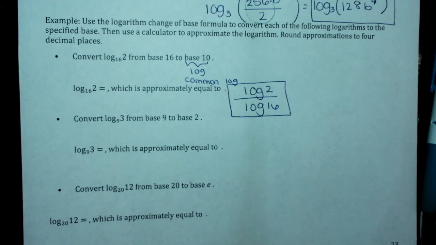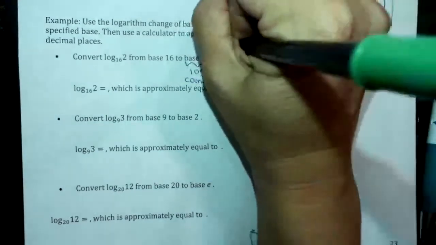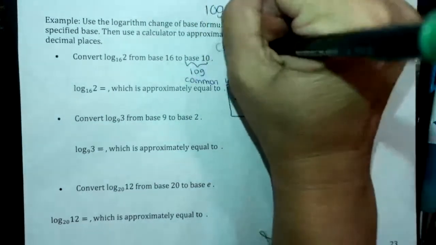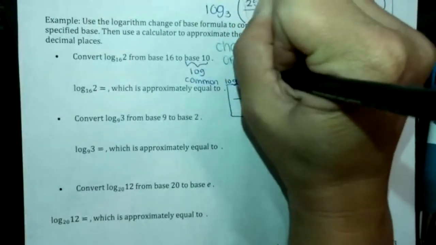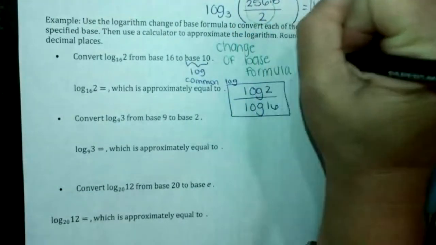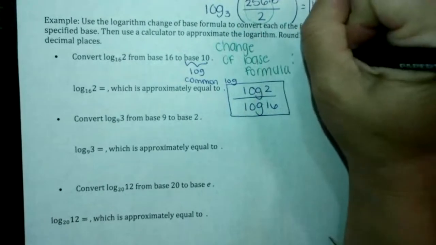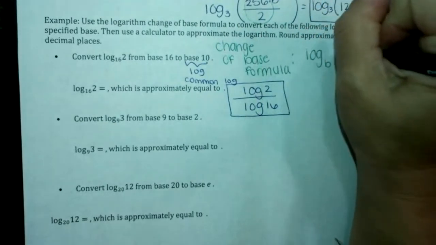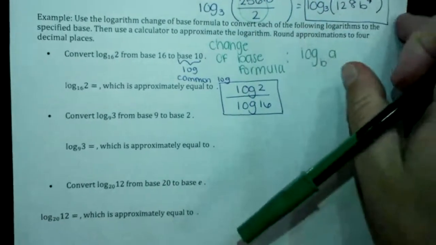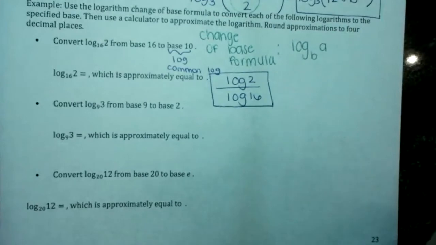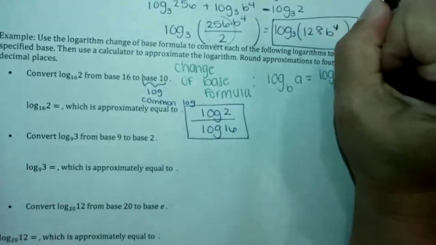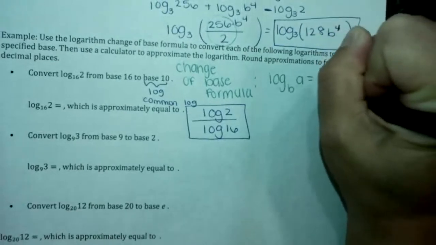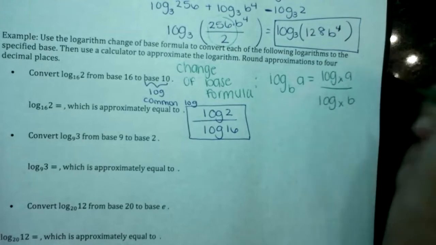All right, so let me get this color. So, change of base formula means I can do log base b of a, where b and a are just some arbitrary numbers. Arbitrary means just like in general, could be any number. Equals log base x of a all over log base x of b.